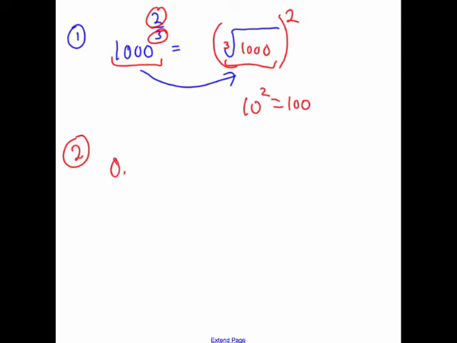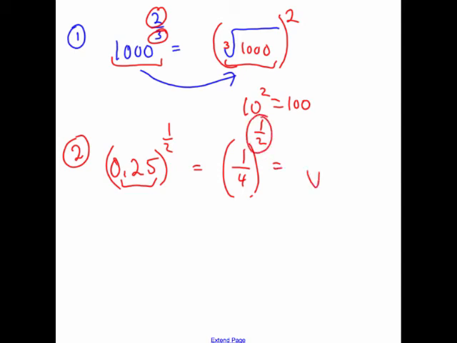Alright, let's do 0.25 to the 1/2. Okay, well, 0.25 is a quarter to the half. A half exponent is a square root of a quarter, all to the first exponent. And we want the positive square root, so that's a half.